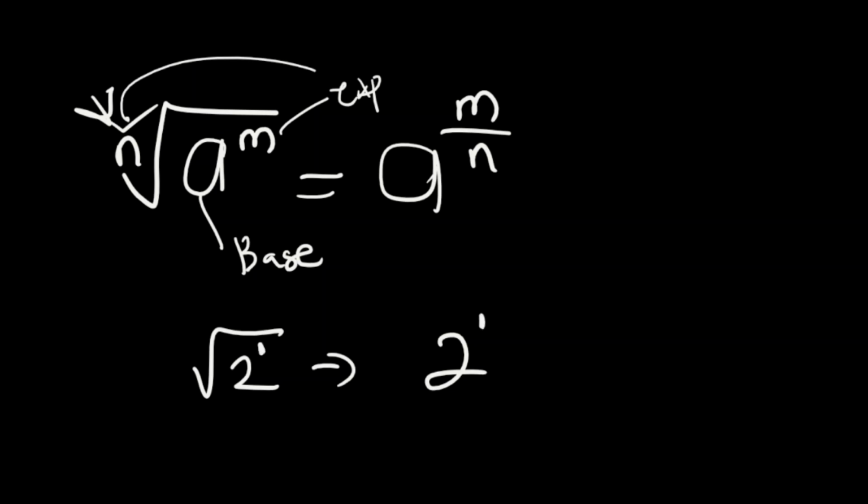The reason why we call it a square root is because there's a 2 here, even though we don't really show it. And then that 2 is going to come at the bottom here. So it's going to be 2 to the power of 1 over 2.